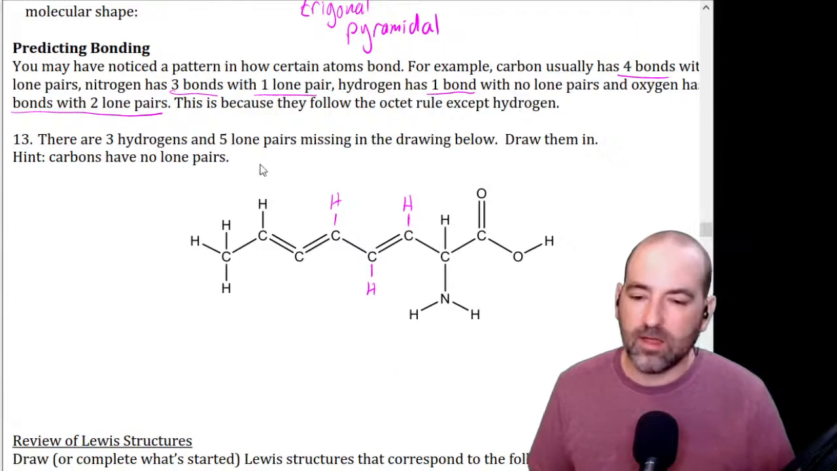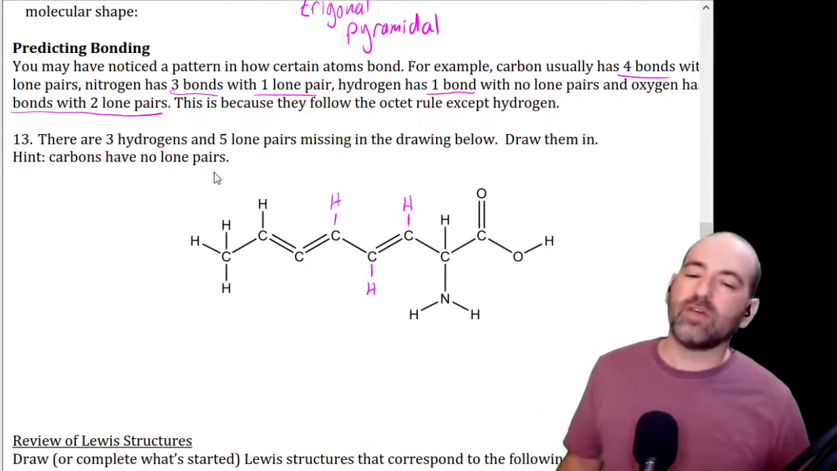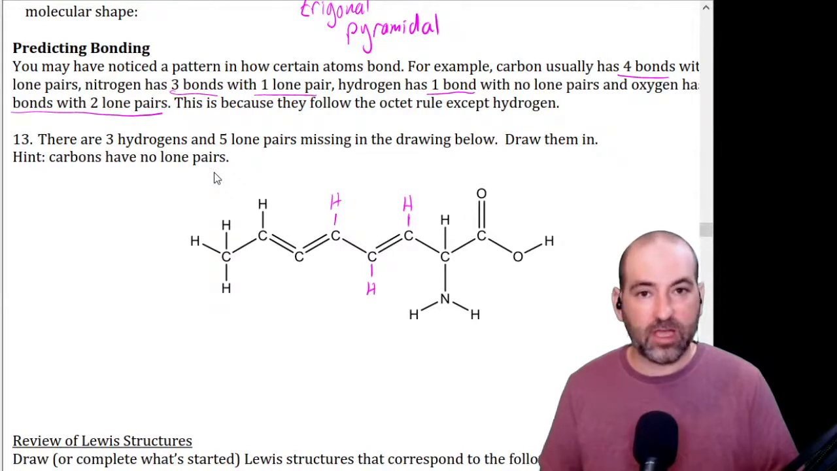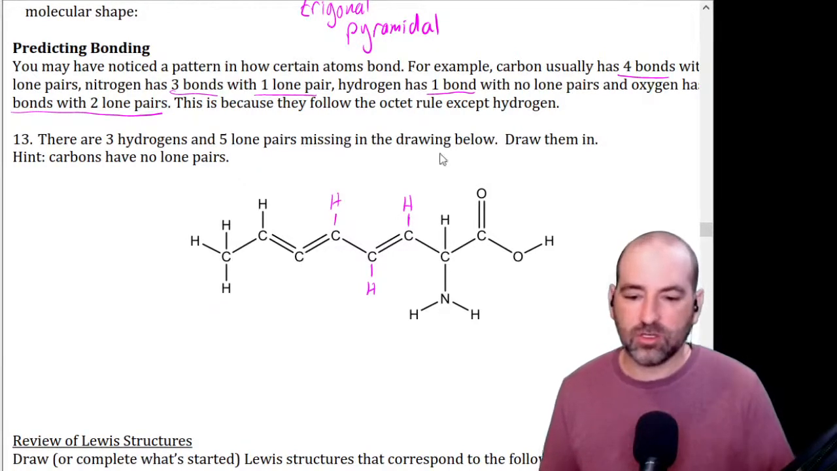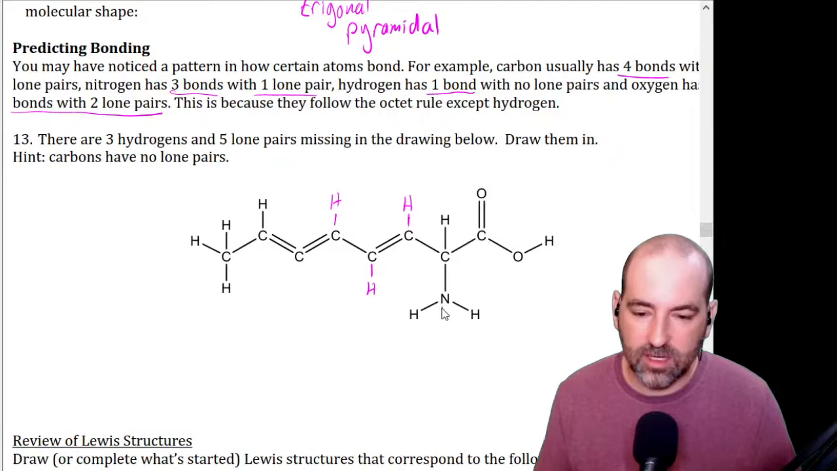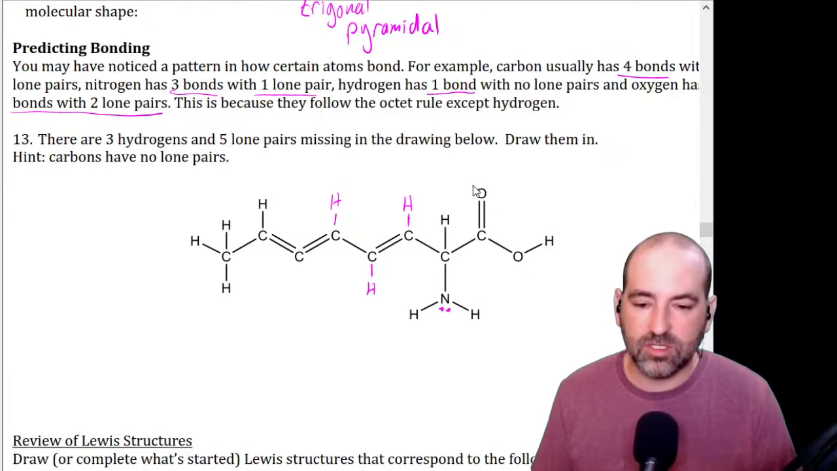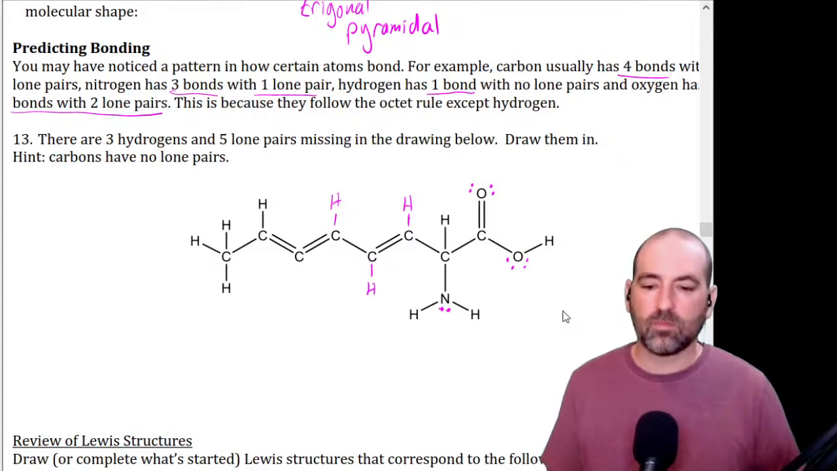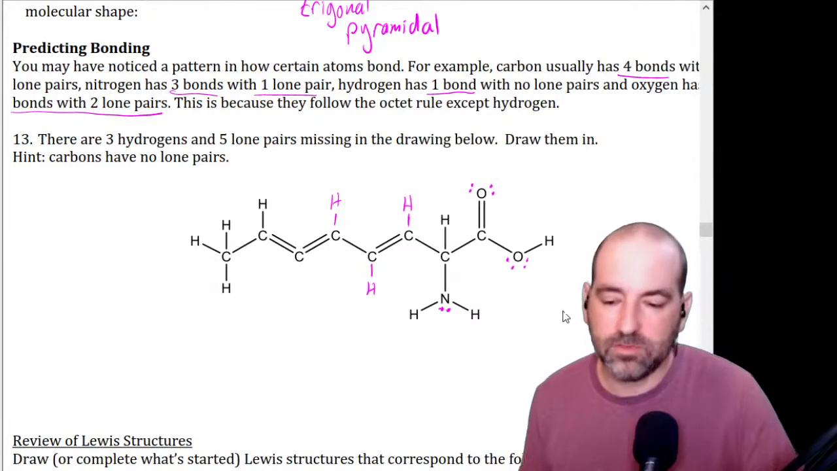All right. Now 5 lone pairs. Well, what types of atoms usually have lone pairs? Oxygen and nitrogen. Nitrogen usually has 1. Oxygen usually has 2. So we can look at the nitrogen here and say, okay, well, that lone pair is going to be here. And then these oxygens should have 2 as well. So that's how we can help deal with some of these bigger structures.